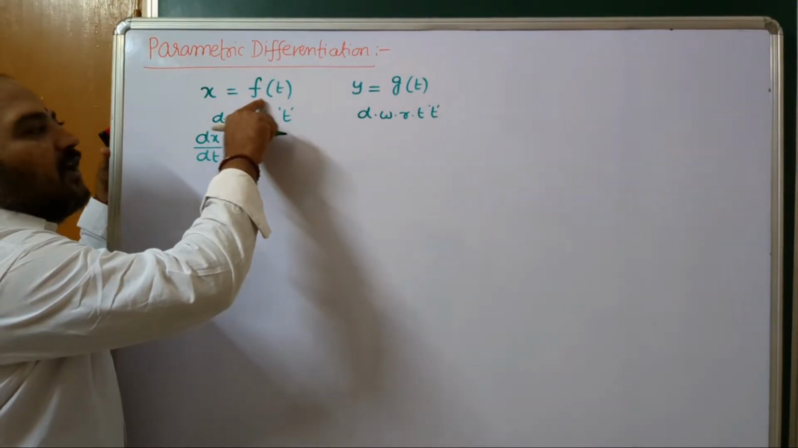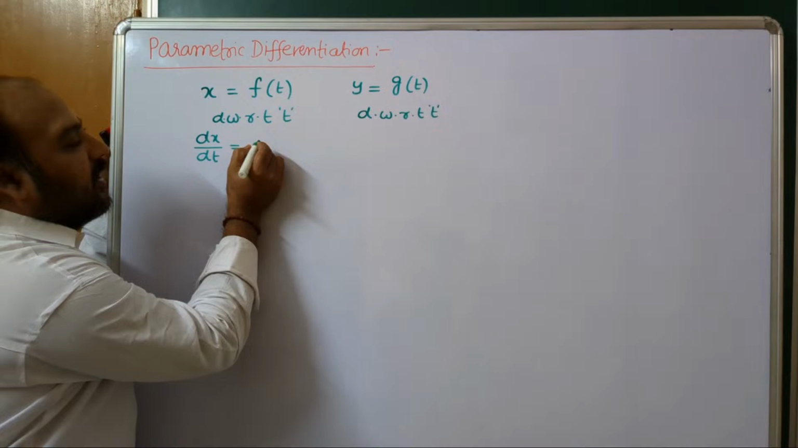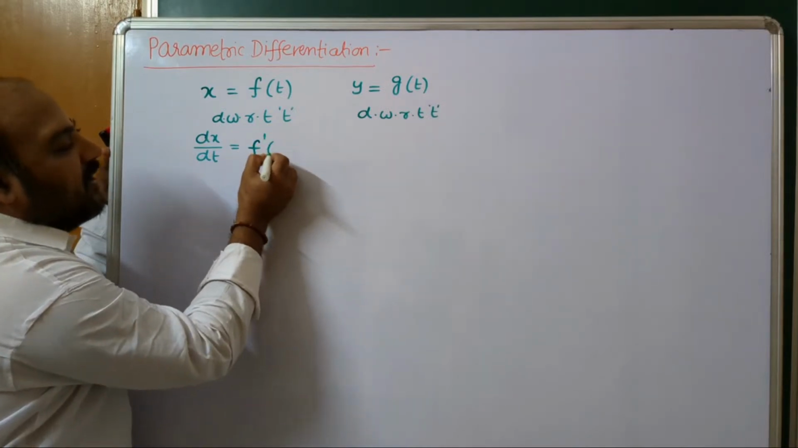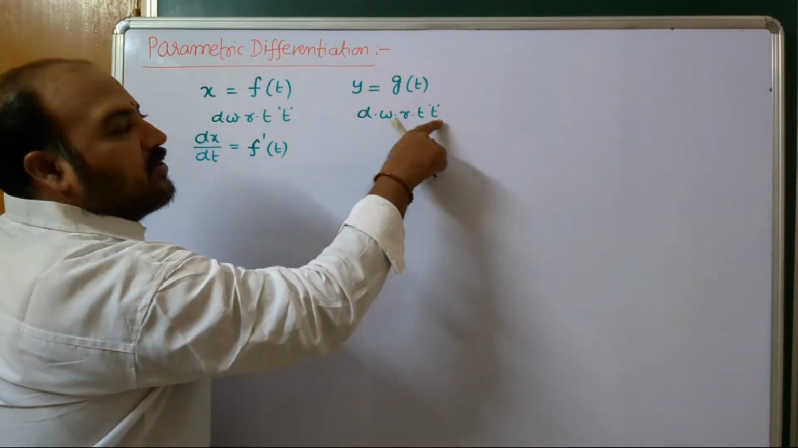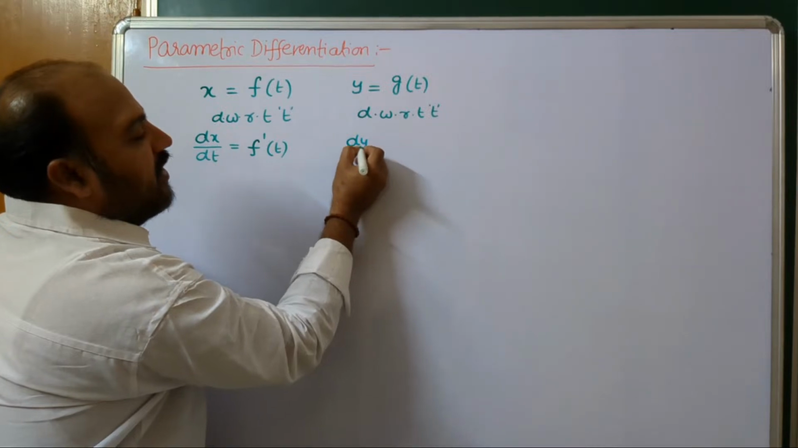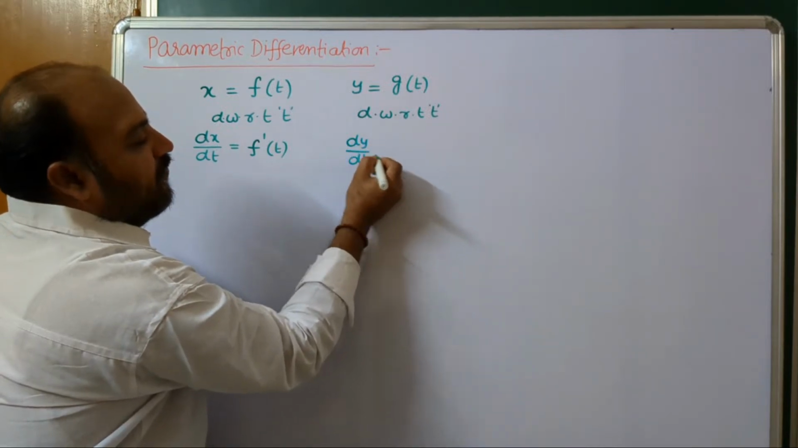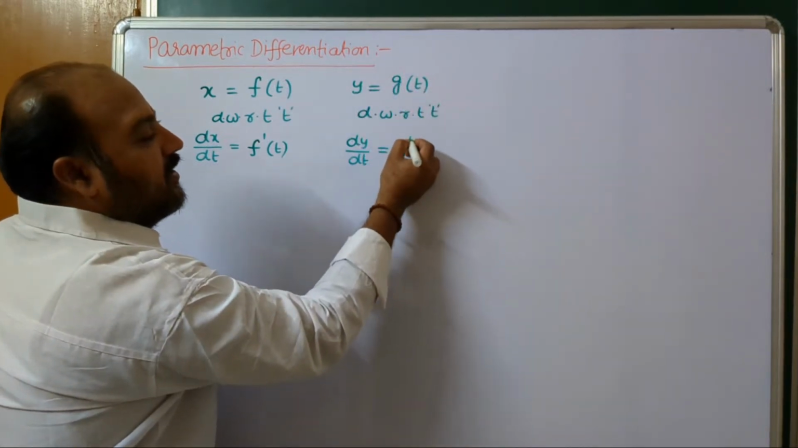So differentiating the function f of t with respect to t, it becomes f dash of t. What about this one? Differentiating the function y with respect to t, it becomes dy by dt, which is equal to g dash of t.